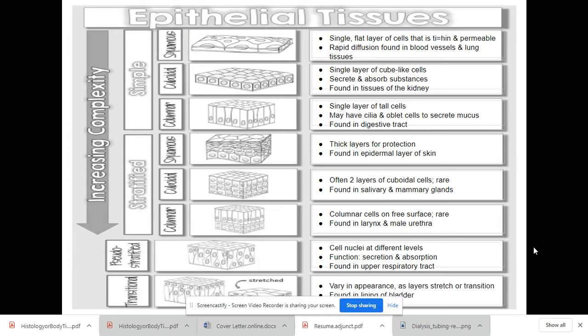Transitional tissue also varies in appearance, but this usually happens in an area where you need a lot of stretch, or there's transition between one tissue and another tissue. A great example of this is the lining of the bladder. You know how you have to pee and then you're like, oh, I can't go right now. I got to wait a little bit. So your bladder is going to stretch as it fills up with urine. And having this transitional type tissue really helps the bladder do that.